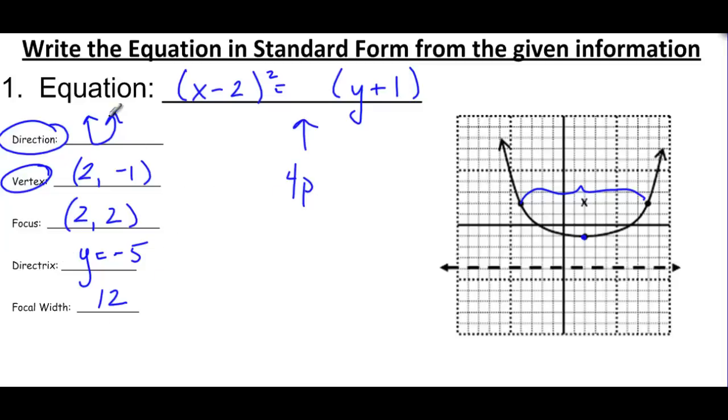Now none of these are specifically p, but if I'm given a graph, I can just count how many steps I moved from my vertex to my focus. Well, I went up 1, 2, 3. So I know p equals 3. Because my graph faces up, I know it's a positive 3. So 4 times positive 3 is 12, and I have my equation written.